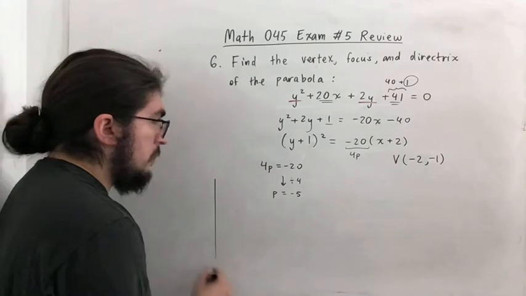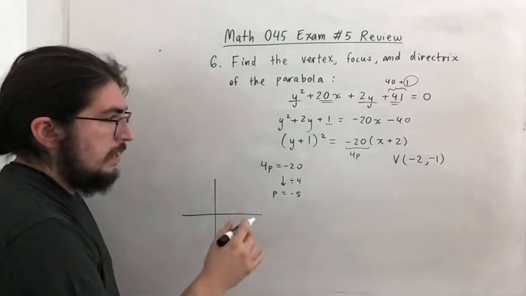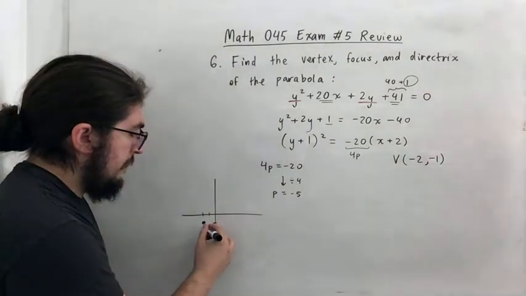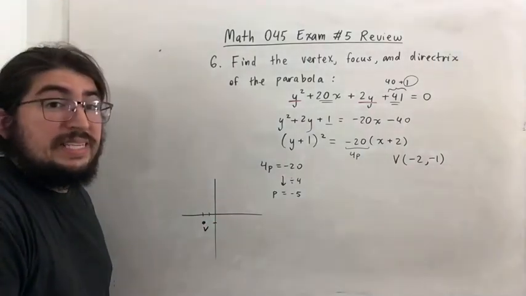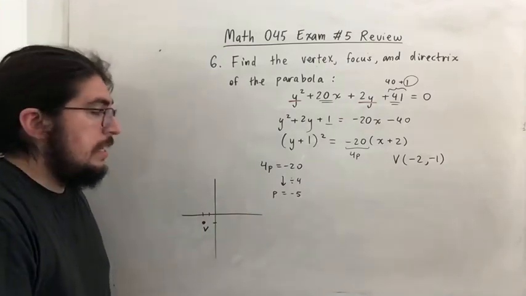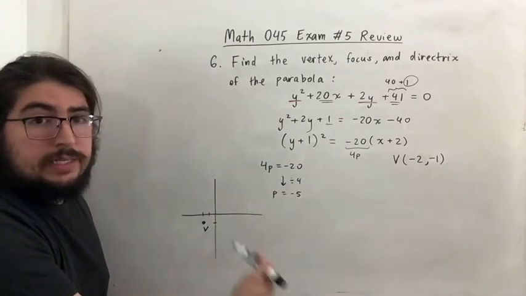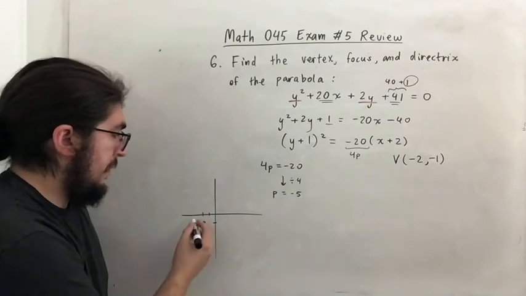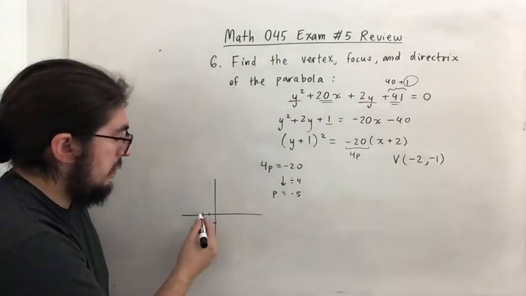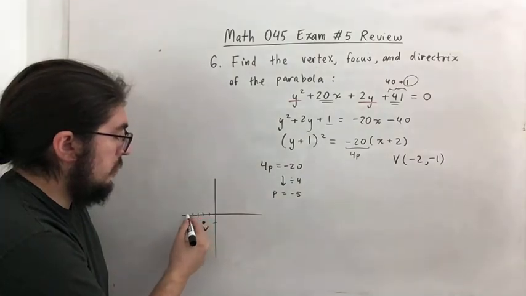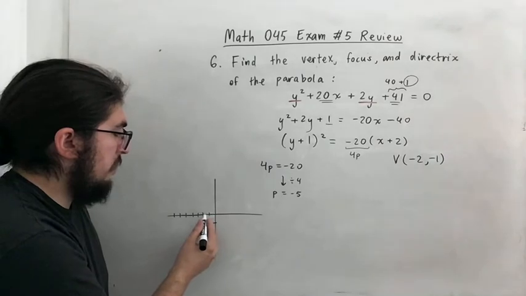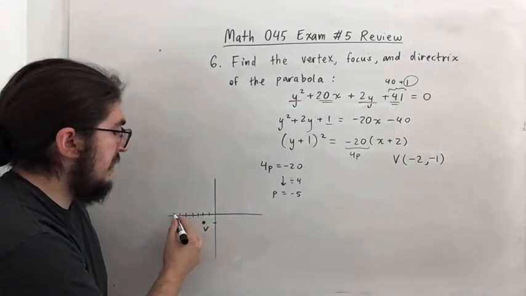So let's do some graphing to get a visualization here. -2 comma -1 is, let's say, down here. If this is -5 and we know y is squared, so it's horizontal, that means it's going to face in the left direction, in the negative horizontal direction. And in fact, p is -5, so we're going to travel 5 to the left. 1, 2, 3, 4, 5. So this lands us at -1, 2, 3, 4, 5, 6, 7 by counting.